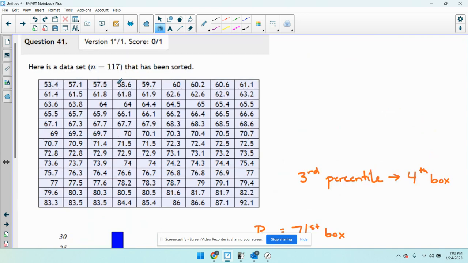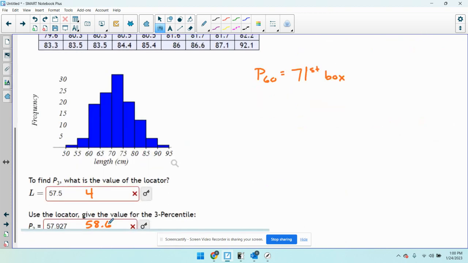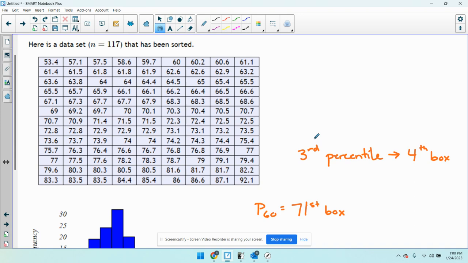And then you'd have the joy of counting up 71 boxes, and whatever that box is, I don't know, somewhere in here, whatever the 71st box is, once you count them up, whatever's in that box, that would go in the second answer box right there. Okay, it's weird how they chose the third percentile.